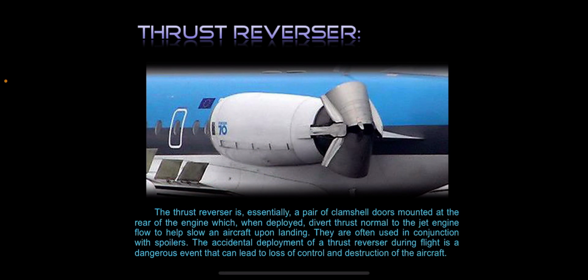Thrust reverser. The thrust reverser is essentially a pair of clamshell doors mounted at the rear of the engine, which, when deployed, divert thrust normal to the jet engine flow to help slow an aircraft upon landing. They are often used in conjunction with spoilers. The accidental deployment of a thrust reverser during flight is a dangerous event that can lead to loss of control and destruction of the aircraft.